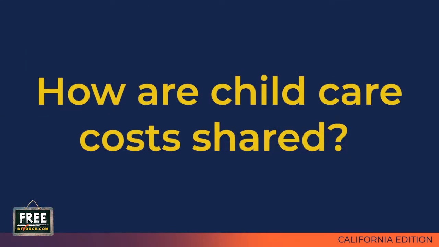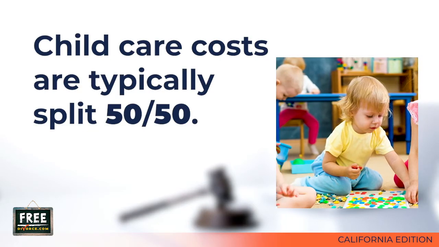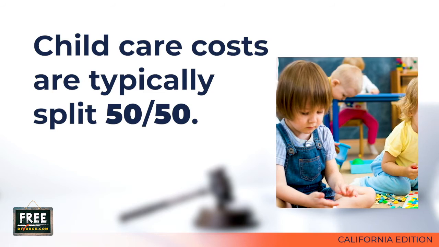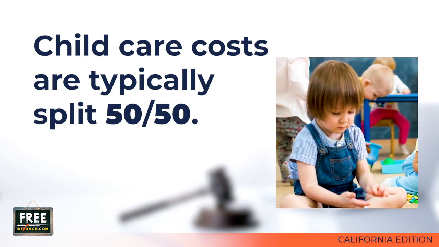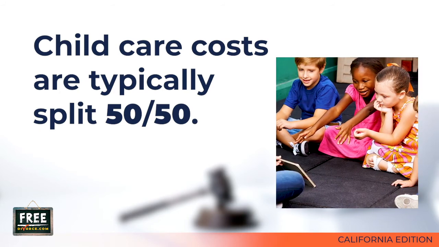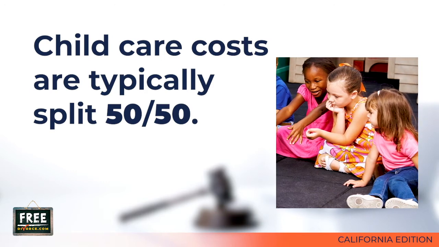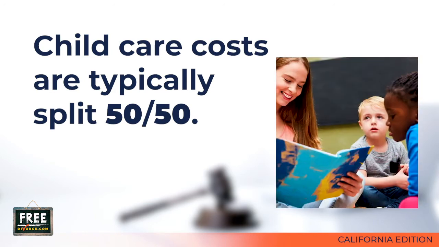How are childcare costs shared? Typically, the childcare costs are divided equally. Mom pays half and dad pays half. However, if requested by one party, the court can apportion the childcare costs based on the amount of each party's net disposable income. If one parent earns substantially more than the other parent, then a court may assign a larger portion of the childcare costs to the higher earner.